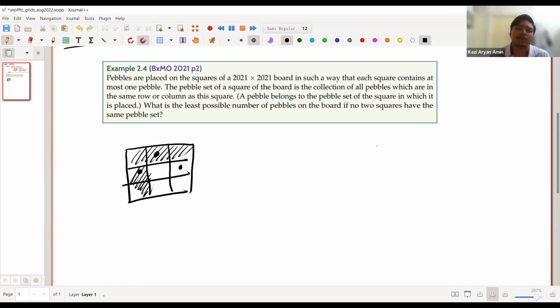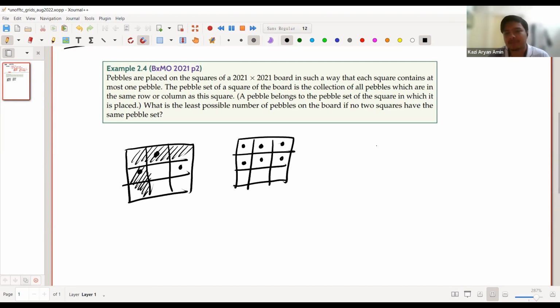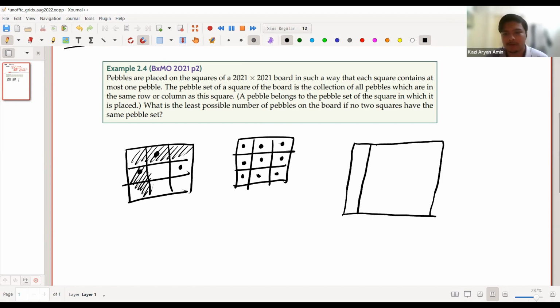First thing, if every cell has a pebble in it, then of course everything has a different pebble set, right? So the problem makes sense that way: we are trying to find the least number of pebbles that we can keep on the grid. So how do you start approaching the problem? The first thing to keep in mind is that in these kinds of problems, it's always beneficial to first find the equality case and the construction as well. Does anyone have any ideas for how the construction might look? I'll draw n cross n equals 5.